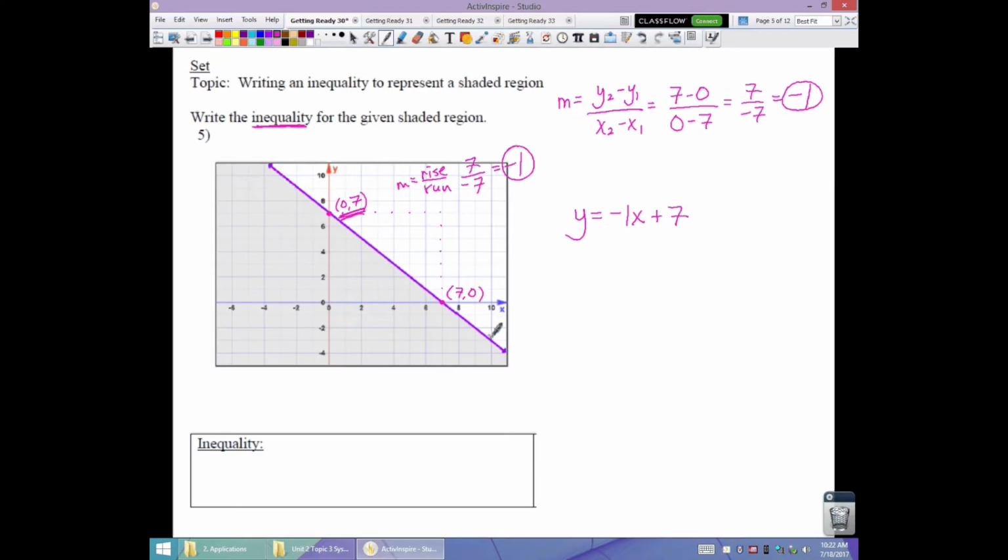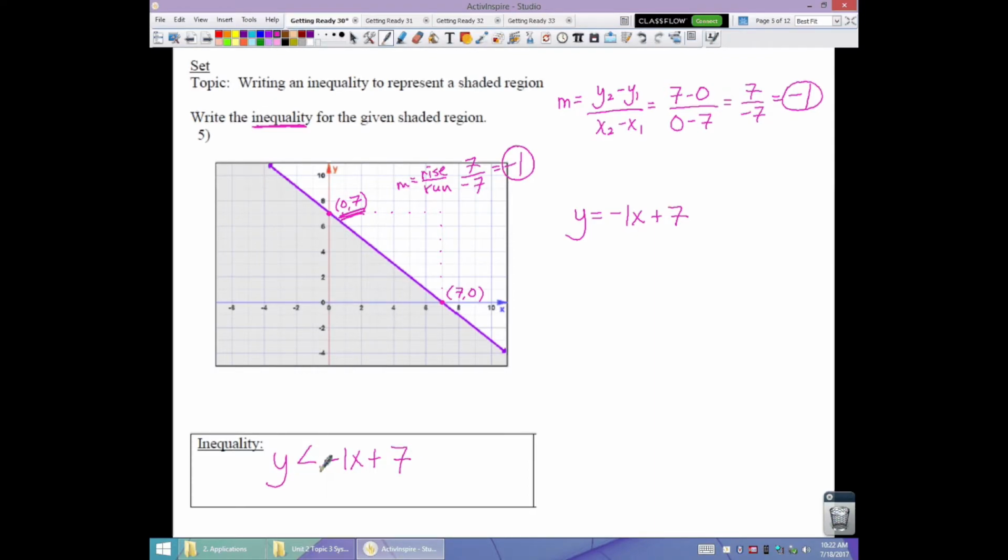But that's the equation just of the line, the purple line there. We have to change that equal sign to an inequality symbol in order to get the shading. Well, since the shading is below the line, it has to be less than, and that is only true when your inequality is in slope-intercept form, but that is how we're writing it. So we want y is less than negative 1x, or negative x plus 7.